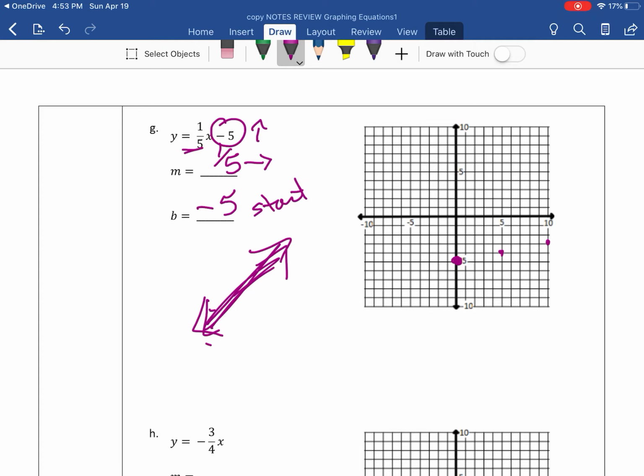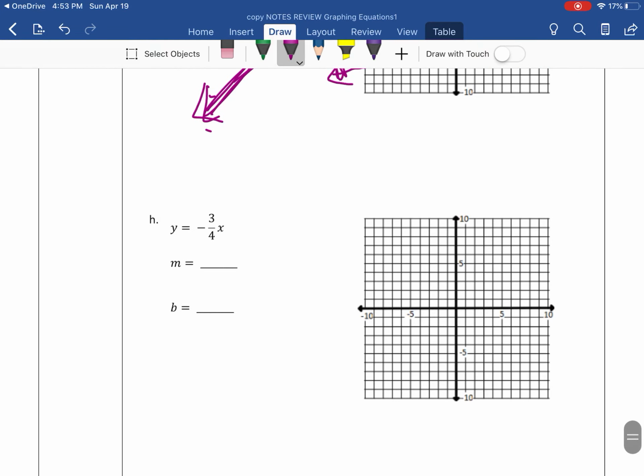Go back to where we started and let's extend our line the opposite way. Let's go left 5, down 1. Left 5, down 1. Now we can make our graph look just like that. That is y equals 1/5 x minus 5. Any point along this, I could use that ordered pair and it would make this balance.